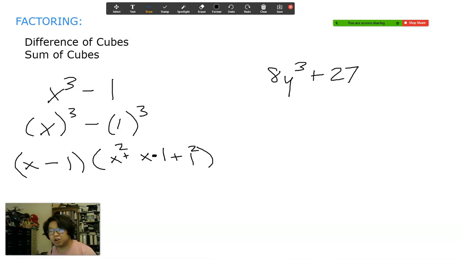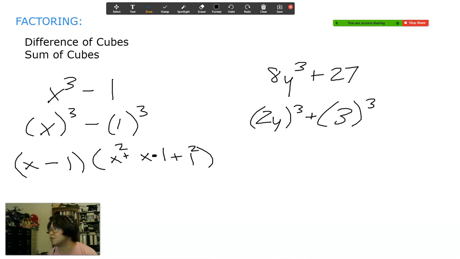Now, this is where your math sense starts to have to develop. If you know what the cube root of 8 is, okay, what number you multiply by itself 3 times to get 8, that is actually 2. And of course, y times itself 3 times is y cubed. So our first term, when you cube root it, is 2y. All right, and our second one, 27, is the result of cubing 3. And remember, this is a plus. So here's my two pieces.